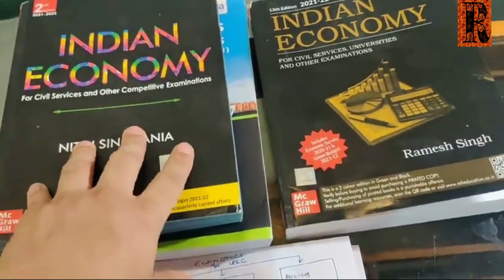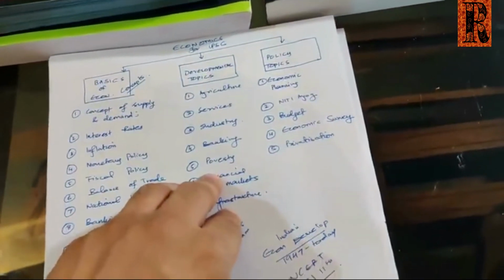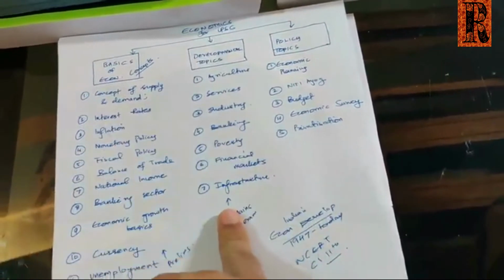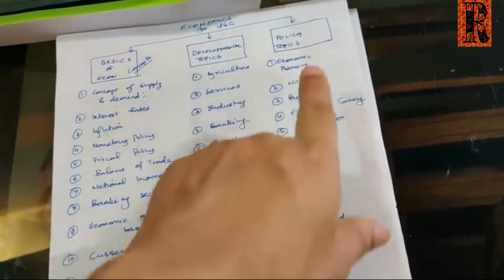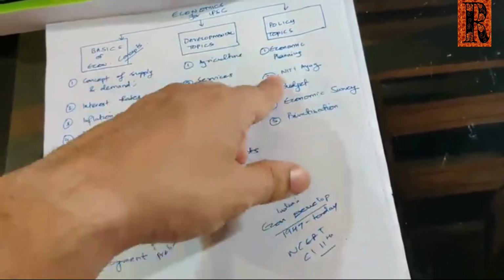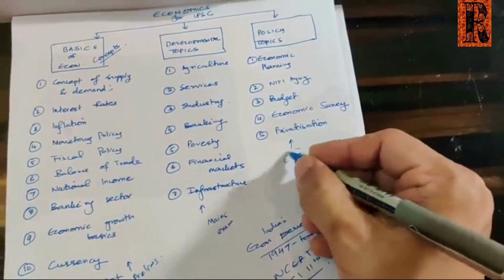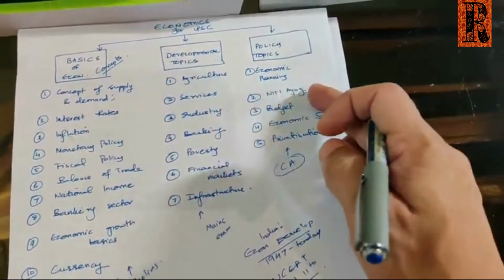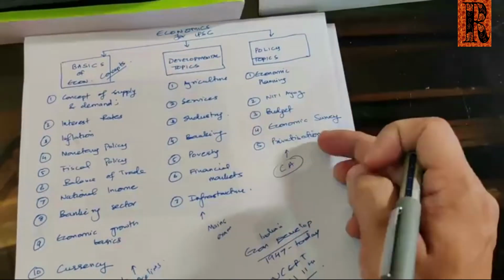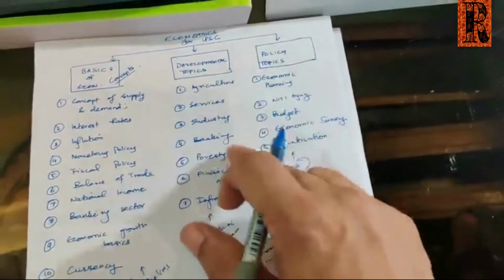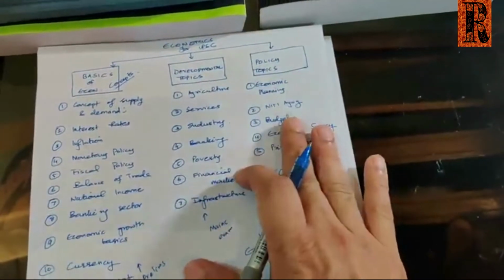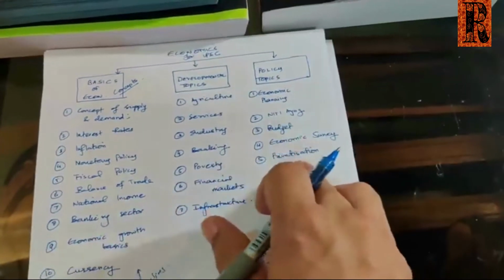These are all given in Nitin Singhania chapter by chapter. They're also given in NCERTs, so you can refer to them from Mrunal also. For policy topics, these are mostly current affair topics. These are economic planning, Niti Aayog reports, budget, economic survey and privatization topics. These you have to study through current affairs, through newspapers, and through the reports that come.